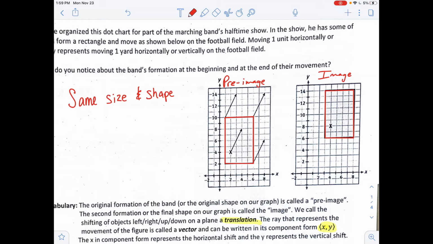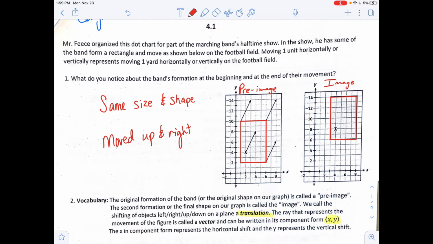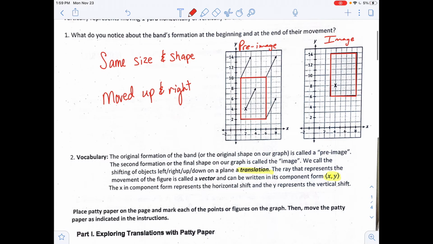Here we have two figures, the pre-image and the image, that are the same size and shape. It's just one moved up and to the right. And when we do that sliding motion, that shift up and to the right, we call that a translation. So we start with our pre-image, and we translate it to our image. And these vectors, these arrows, are telling me how everything's going to move.